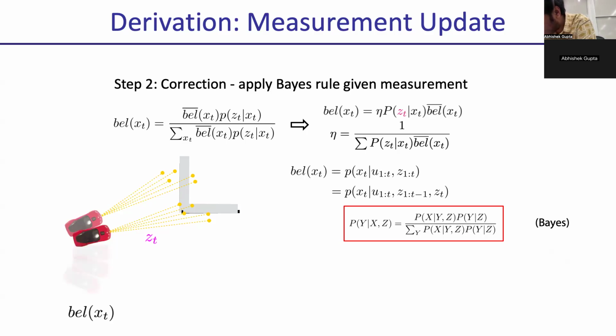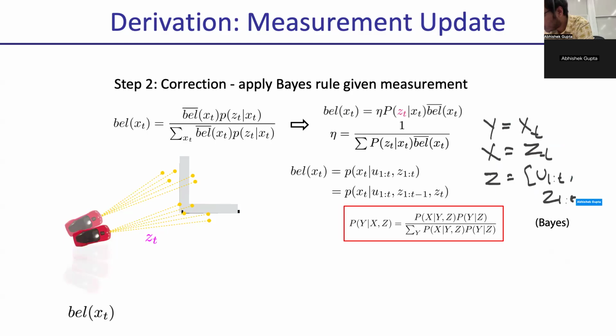And so the important mapping we're going to make here is that y is going to be xt, x is going to be zt, and z is going to be the rest of the conditioning, right? And so we're literally just going to apply Bayes' rule. We're just going to set in the Bayes' rule instantiation we have, y equal to xt, x equal to zt, and z equal to u1 to t, z1 to t minus 1.